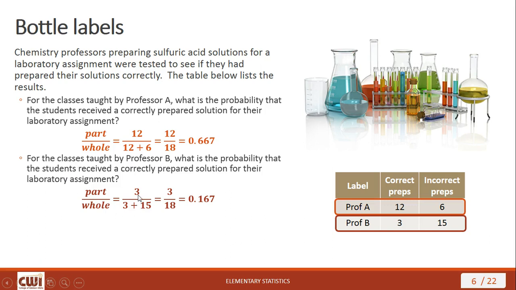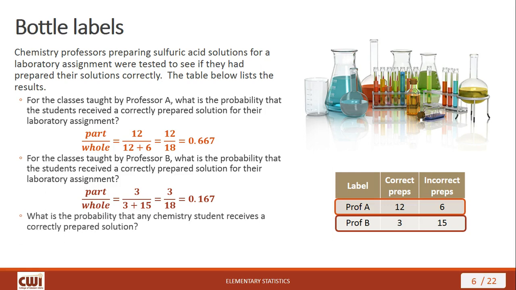So then we have 3 for the part. This is the number that was correctly prepared. 3 plus 15, that's the whole that we have. So 3 divided by 18 gives us 16.7%, which is what, 1/6? Yeah, I think that's right, 1/6. So that's the probability that you're going to get a correctly prepared solution for your lab assignment if you're in Professor B's class.